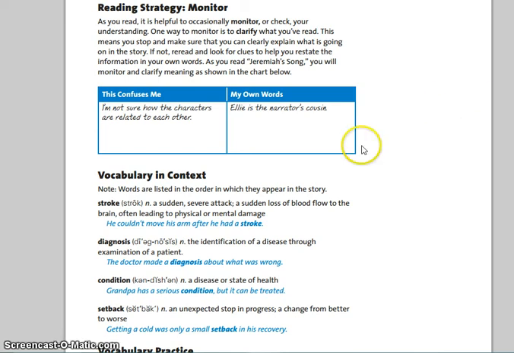So, my friends, when you're clarifying meaning, you can jot down or you can think about the part that confuses you, and then think about a way to explain it in your own words. For example, I'm not sure how the characters are related to each other. And then as you read on, you can figure out, Ellie is the narrator's cousin. So that's just an example of how to monitor your thinking or check your understanding. And you'll be doing that in the side margins as you read the story.